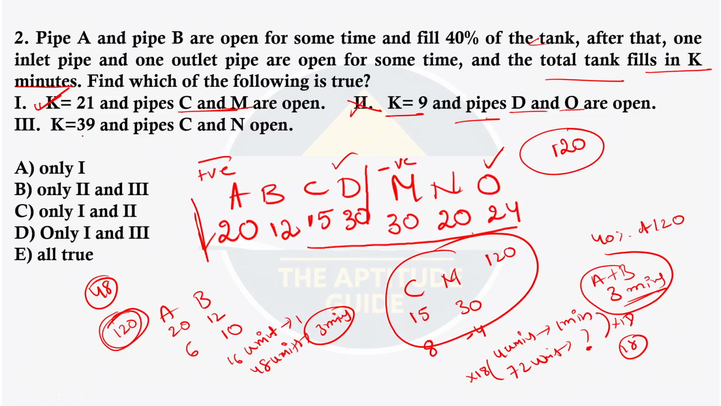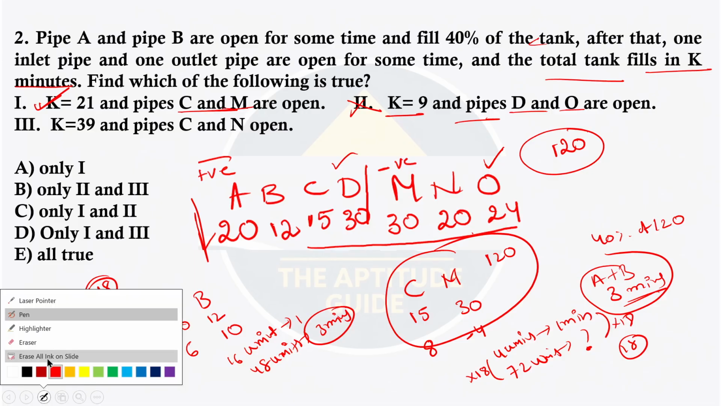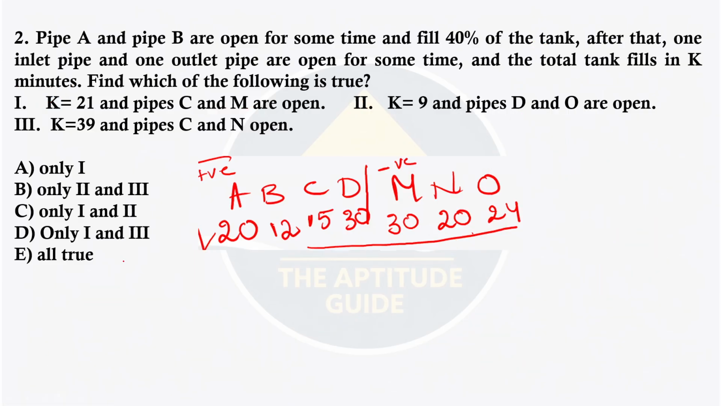Let us look at the third one now. As I should get some working space here, I'll erase this data. Yes, let's work on this one now. Anyhow, first one worked. Now third one. K is 39 if C and N are open.